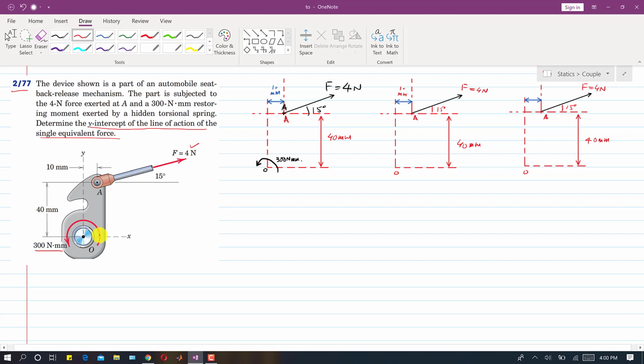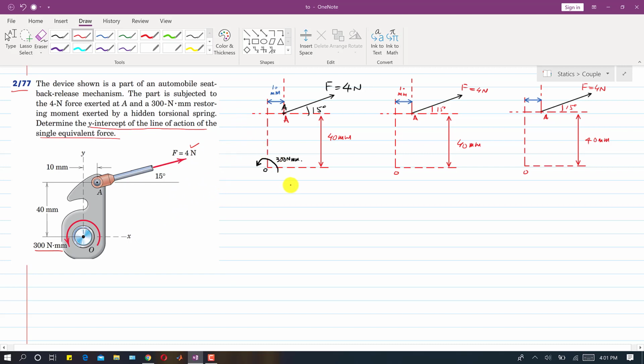So this is the x-axis and this is the y-axis, right? So we need to find the single force which will replace this force and this moment, and we need to find the y-intercept of the line of action of that force. So we will find the force which will replace both this moment and this force, and where it will pass the y-axis. So we need to find that location, or we can say the y-coordinate of the line of action of that force, wherever it will pass.